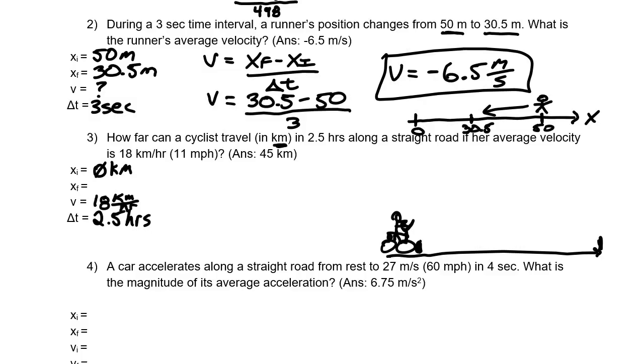It's asking us, how far can the cyclist travel? That's what the question is. If the cyclist is starting over here and ending up over here, isn't that simply the final position, how far the cyclist is going to travel? So that's what we're going to be finding right now.